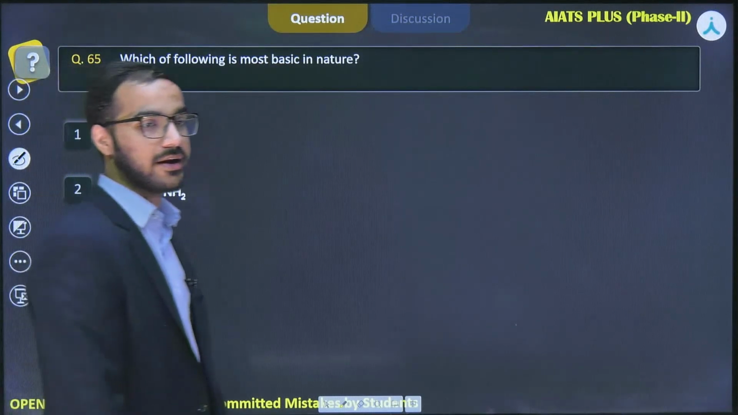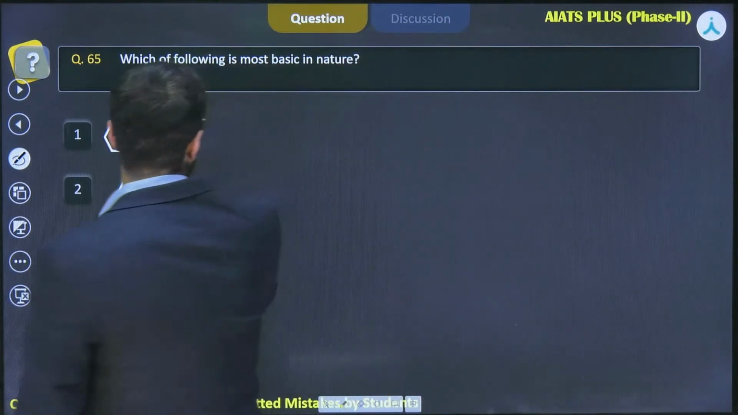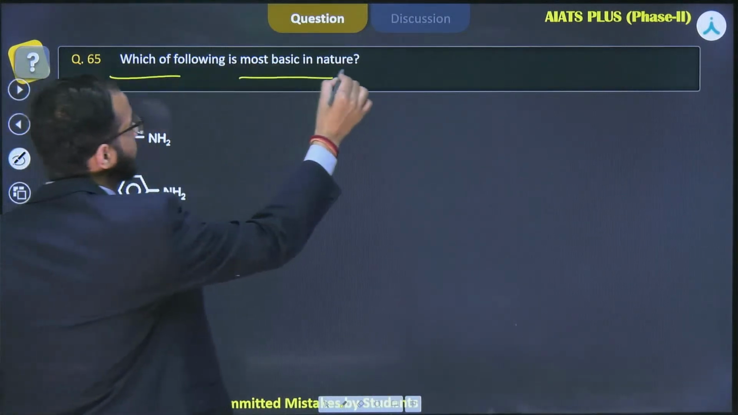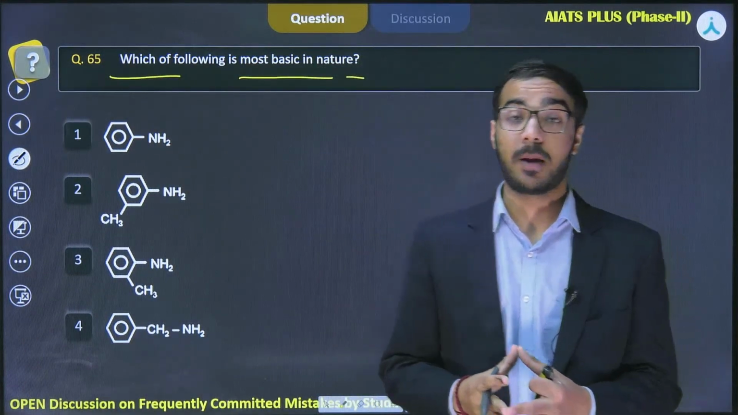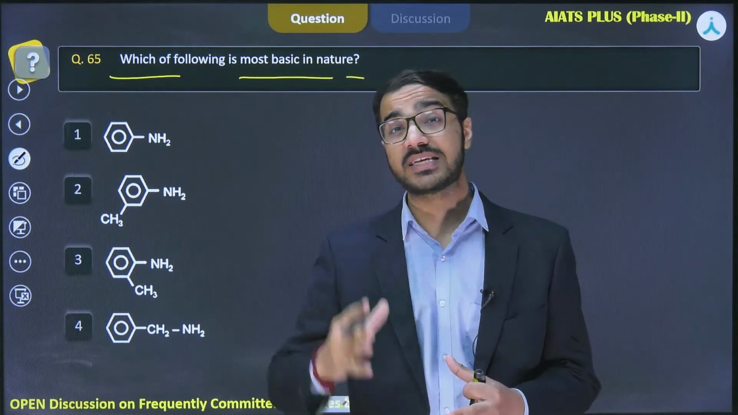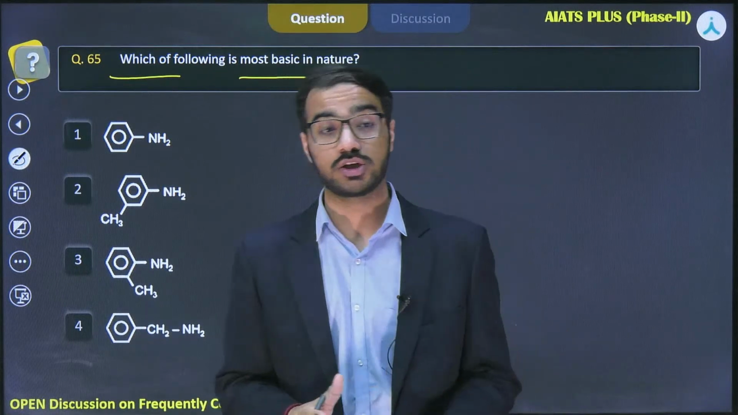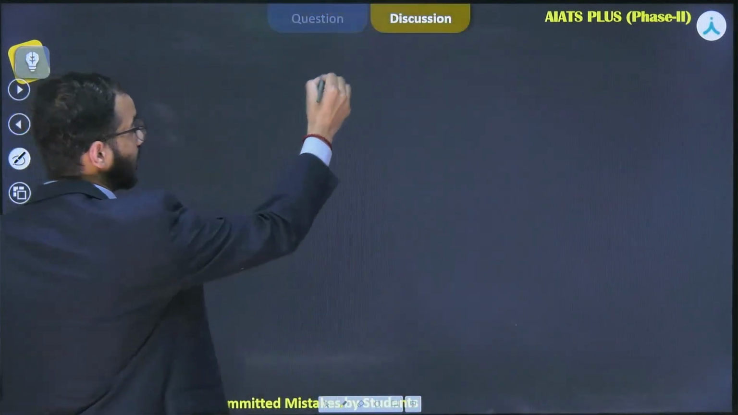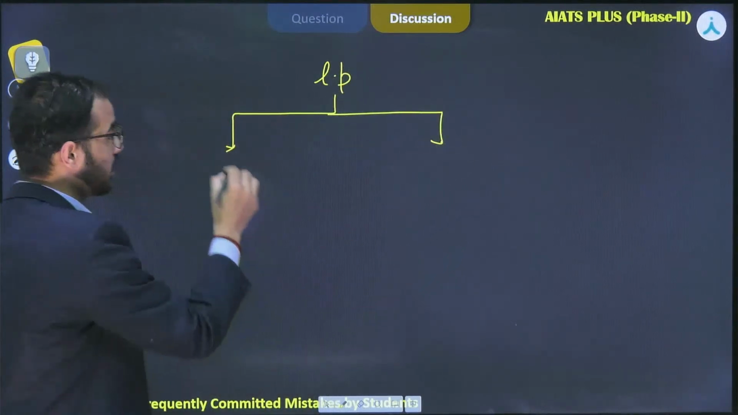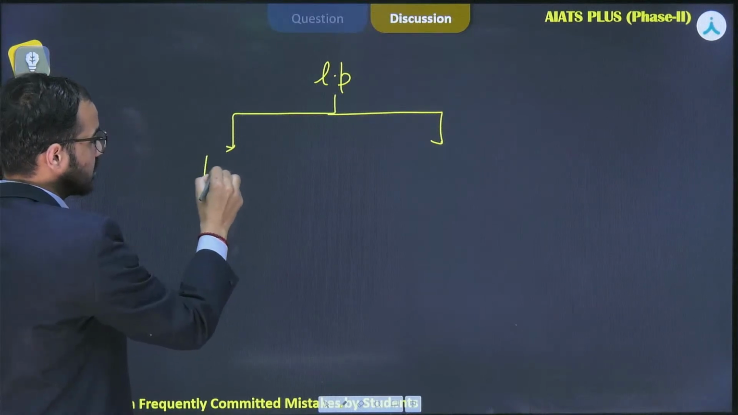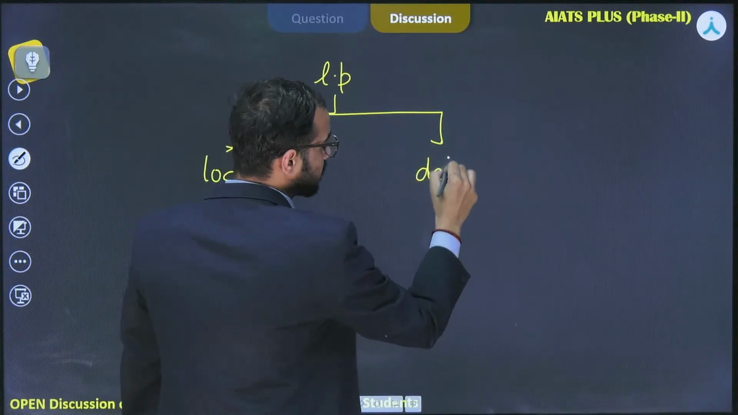Okay. Now we have question number 65. Which of the following is most basic in nature? In the previous sessions, we have understood the basicity, or we can say the basic strength of amines. And in that portion, we have already covered that there are lone pairs, and we have already classified the lone pairs into two parts. What are they? The first one is localized and the other is delocalized.